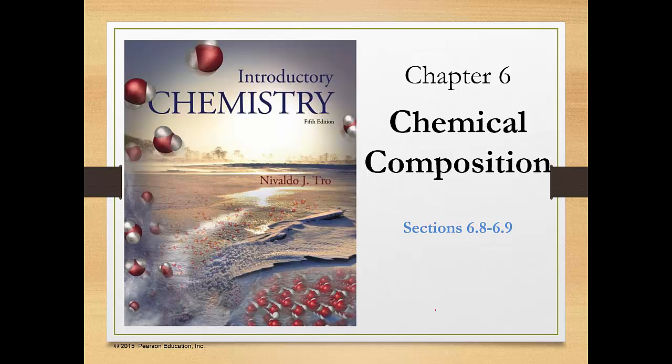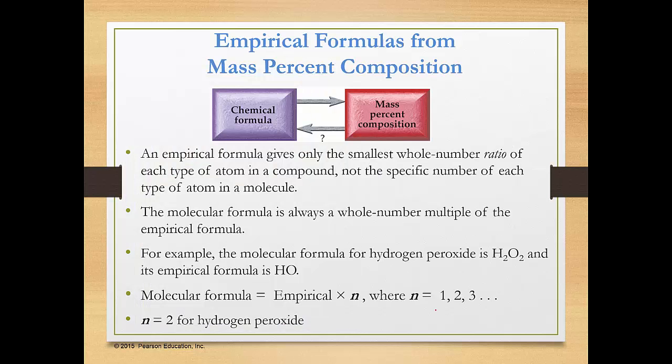All right, so in the last section of Chapter 6, Sections 6.8 and 6.9, we'll take a look at empirical and molecular formulas. First, we need to define what an empirical formula is. An empirical formula is simply the smallest whole number ratio of the types of atoms that are in a compound. So it's not necessarily the specific number of each type of atom that are truly in the molecule, it's just the smallest whole number ratio.